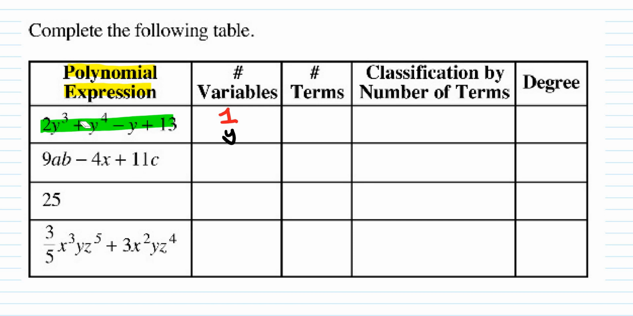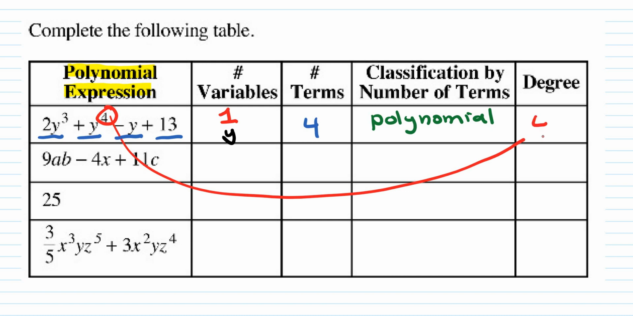The number of terms, okay, well, let's count them up. Here's 1, here's 2, here's 3, here's 4. So there's 4 terms. Classification by the number of terms. Since we have 4 terms, we generally call that a polynomial. So if we have more than 3 terms, we'll call that a polynomial, and the degree is the highest power, right? So this 4 is the highest power, so that means my degree will be 4. All right, so 4 is the highest power there. Okay, moving on to the next one.